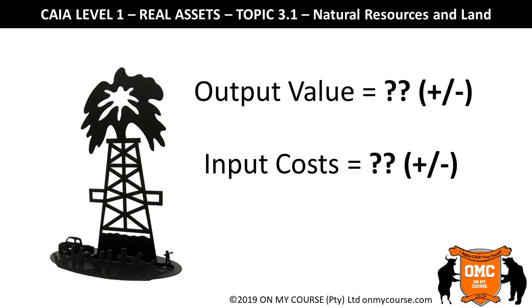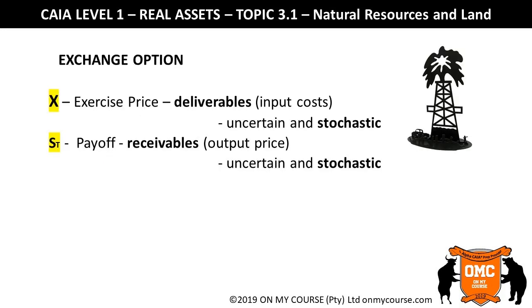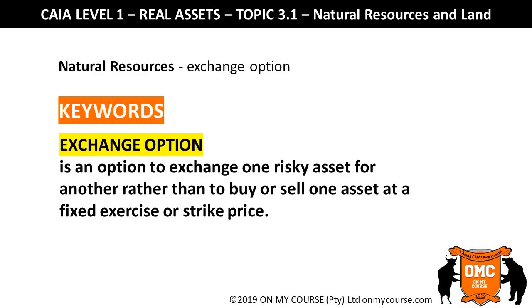So we may be concerned about the variability or change in the output value. The cost of recovering or extracting the oil is also something that's variable. If oil goes up, presumably the cost of rigs and drills will go up as demand increases. So we need to be concerned about the variability of these input costs. How much are they going to change by? And so when valuing natural resources, we mainly view them as exchange options. And the key word we need to remember is an exchange option, which we can define as an option to exchange one risky asset for another, rather than to buy or sell one asset at a fixed exercise or strike price.